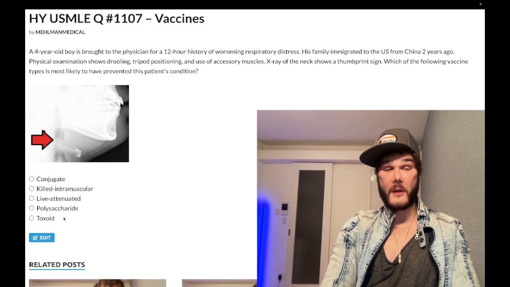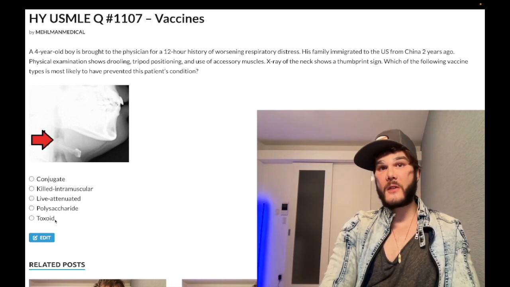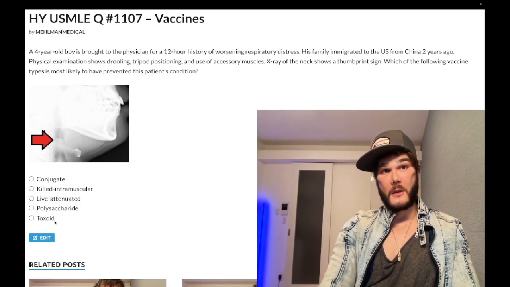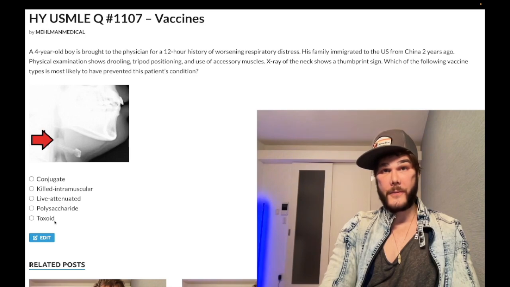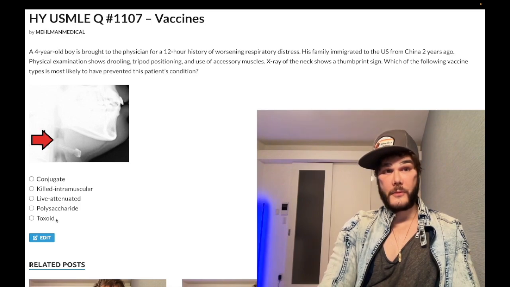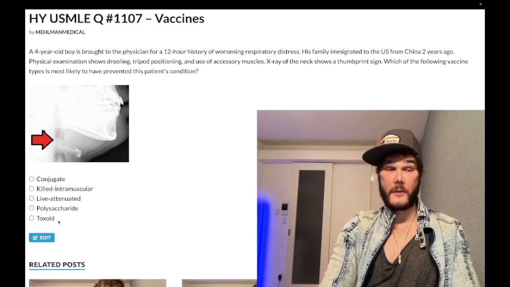Choice E, toxoid, wrong answer. So oid means looks like but ain't. So looks like a toxin from a bacterium, but it's not. So it can be a piece of a toxin. Okay, it can be inactivated toxin. So this is high yield for USMLE for diphtheria and tetanus. They are toxoid vaccines. You got to know that. So for DPT, okay, so diphtheria, pertussis, tetanus, the diphtheria and the tetanus components are toxoid. The pertussis is a killed component, okay? Don't really know what to tell you. Toxoid, wrong answer.